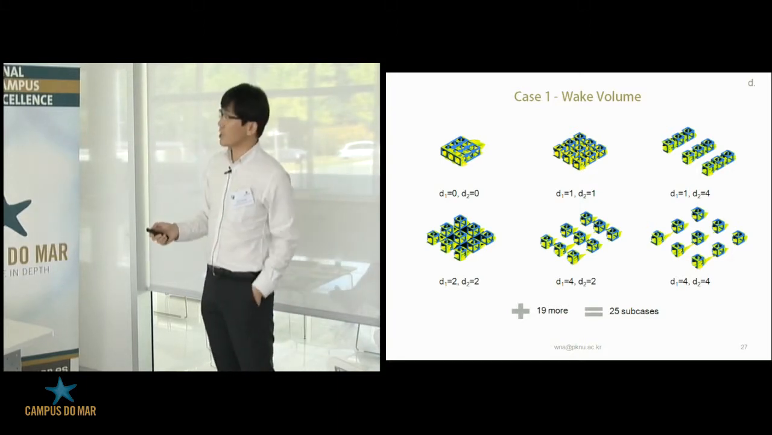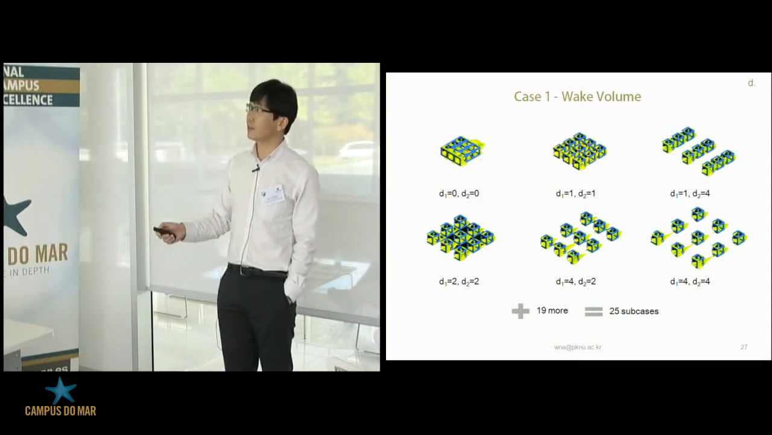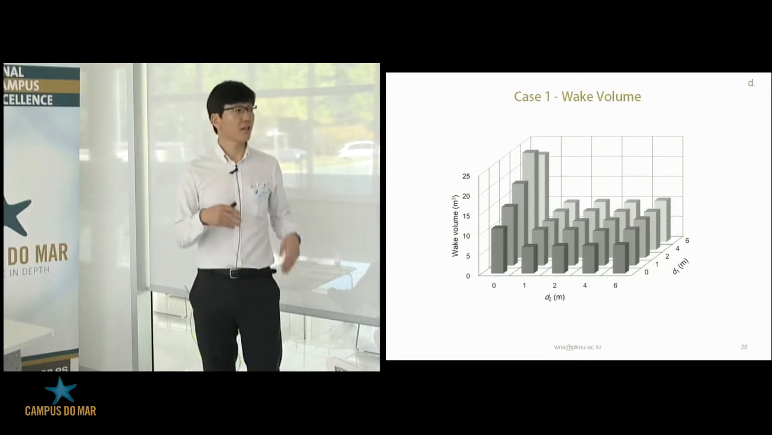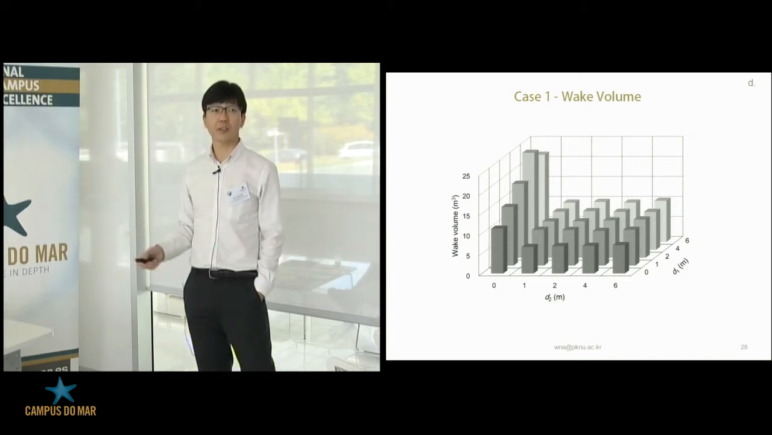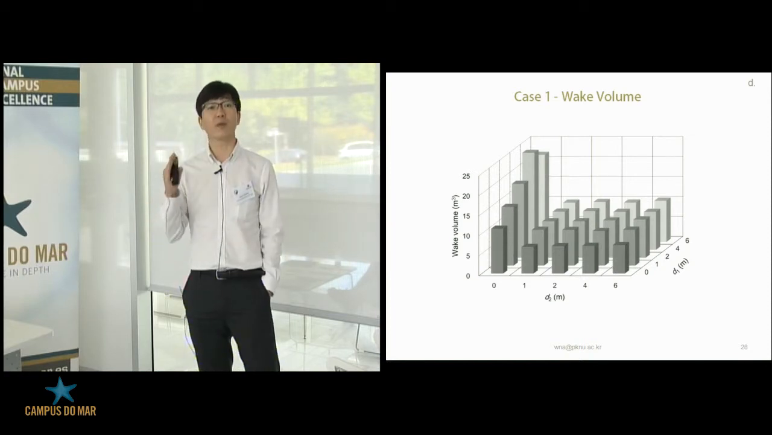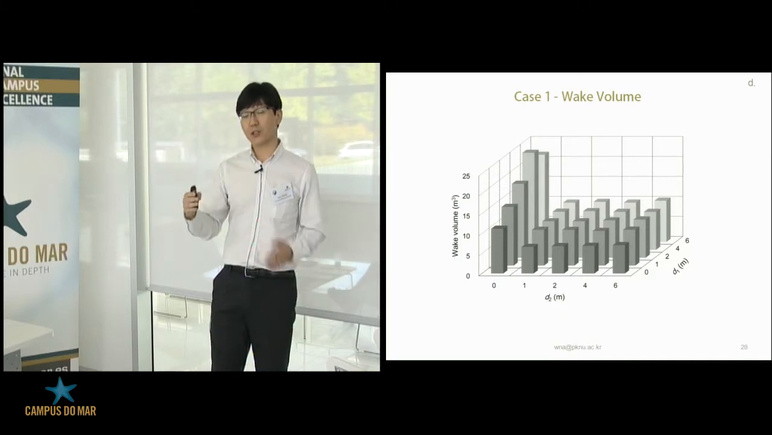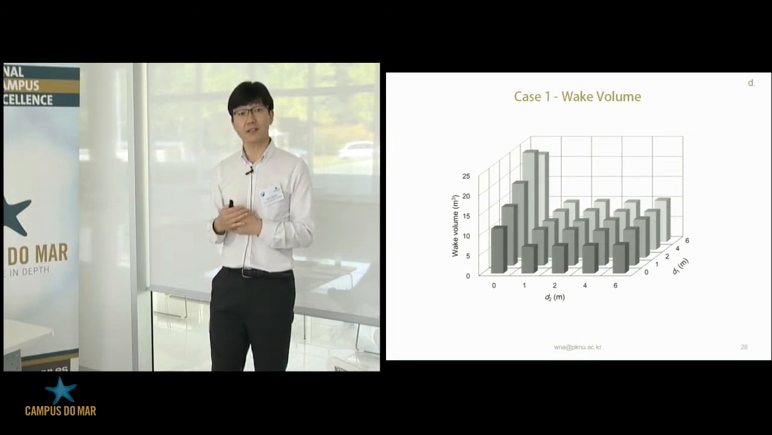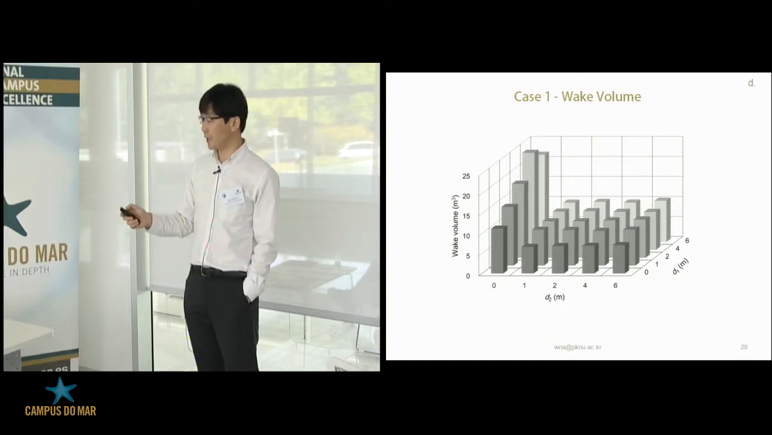For the first case we constructed 25 sub-cases, something like this. And then we found this result. The best way is to reduce the transverse interval but increase the longitudinal interval. The best is D1 of 4 meters. The original module size is 2 by 2 by 2, so 4 meters means double the lip size. Then we can make a good wake volume here.